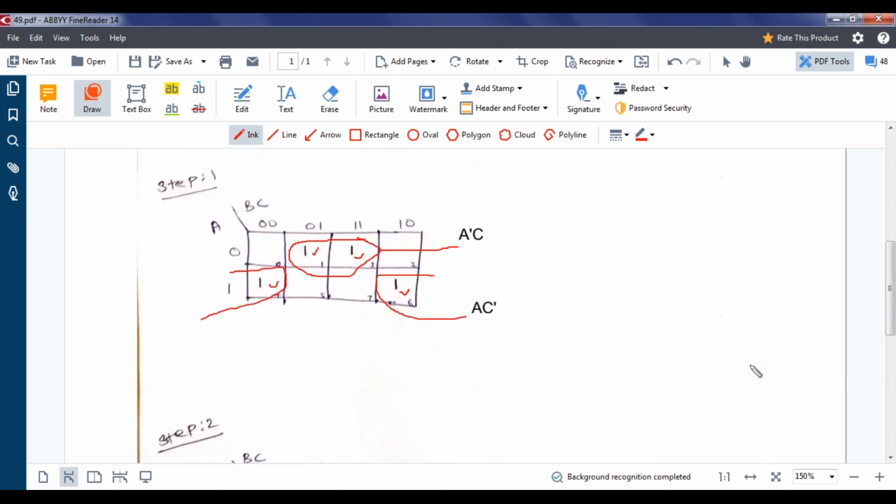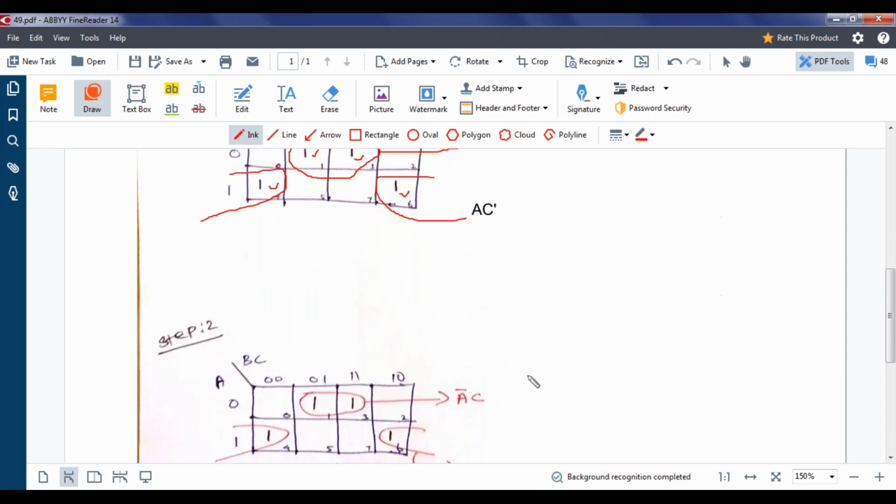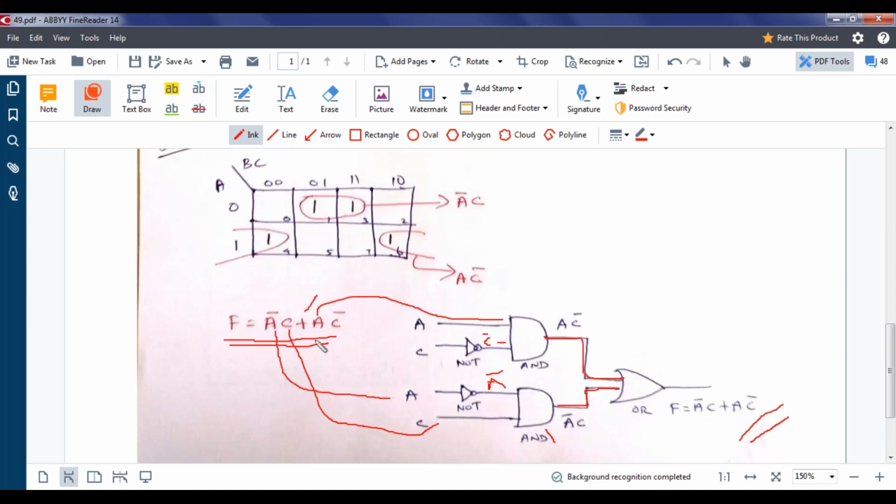So first we draw the general diagram, then we go for grouping, then complete the Boolean expression. After that you map the given Boolean expression into logic gates.